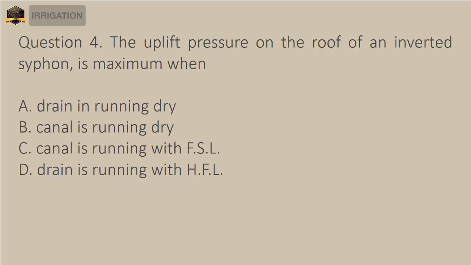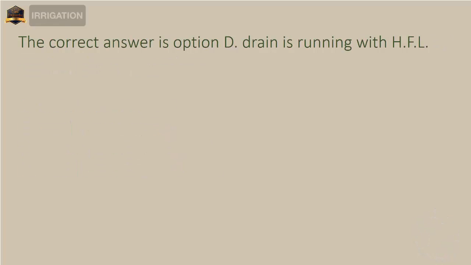Question 4. The uplift pressure on the roof of an inverted siphon is maximum when A. Drain is running dry. B. Canal is running dry. C. Canal is running with FSL. D. Drain is running with HFL. The correct answer is option D, drain is running with HFL.